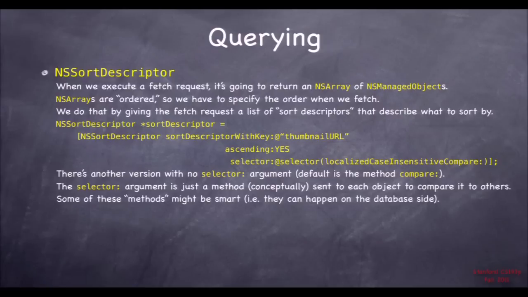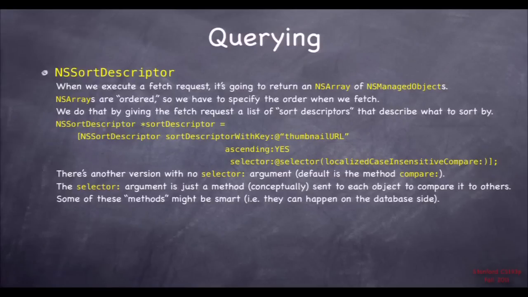The key is just which key in that entity you're going to sort by. Ascending is whether it's going up or down. And then the selector is not necessarily an Objective-C selector. You specify it as such, but actually some of these Objective-C selectors are specially handled, and this sorting happens on the database side. In other words, SQL commands to do the sorting are happening and returning the results pre-sorted from the database, but you don't know that.